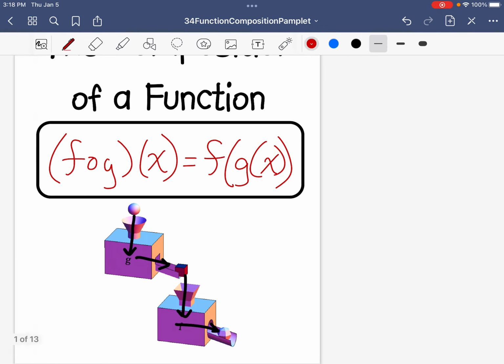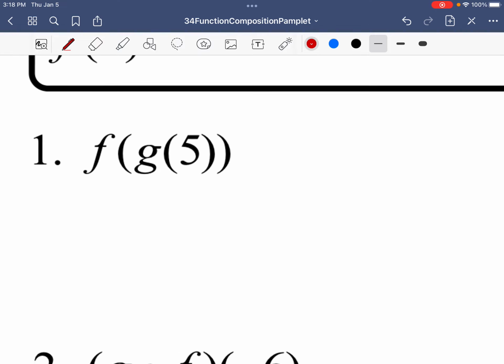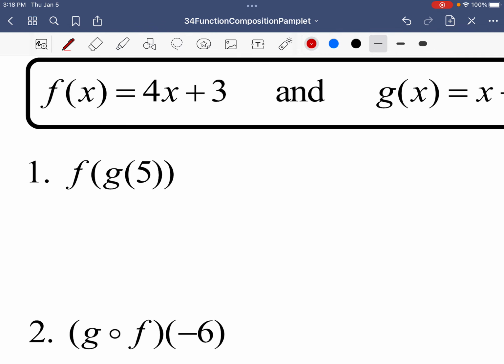Let's see how this works with some actual equations. So I have the function f of x equals 4x plus 3. And I have the function g of x equals x minus 2. If I want to do f of g of 5, what I have to recognize here is that I'm going to be plugging into the g function and into the f function. But I want to make sure that I do this in the right order. And the right order is that you will always start on the inside. You always start on the inside, in this case, to do g of 5.